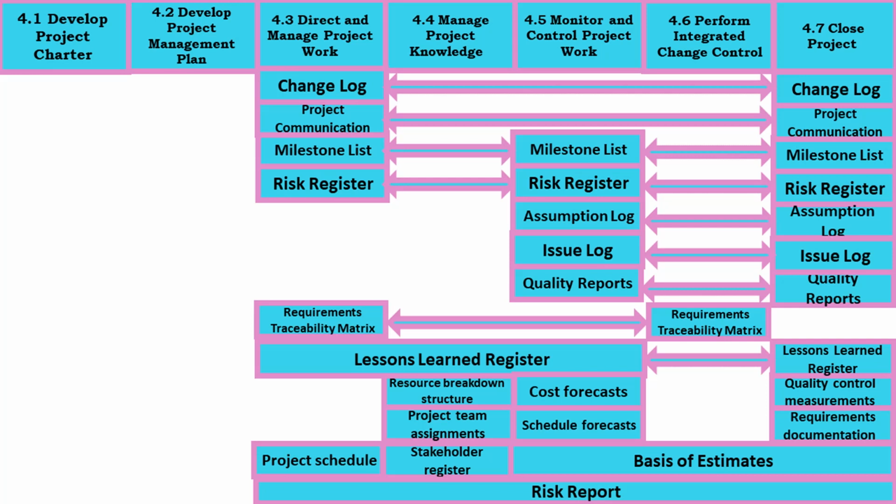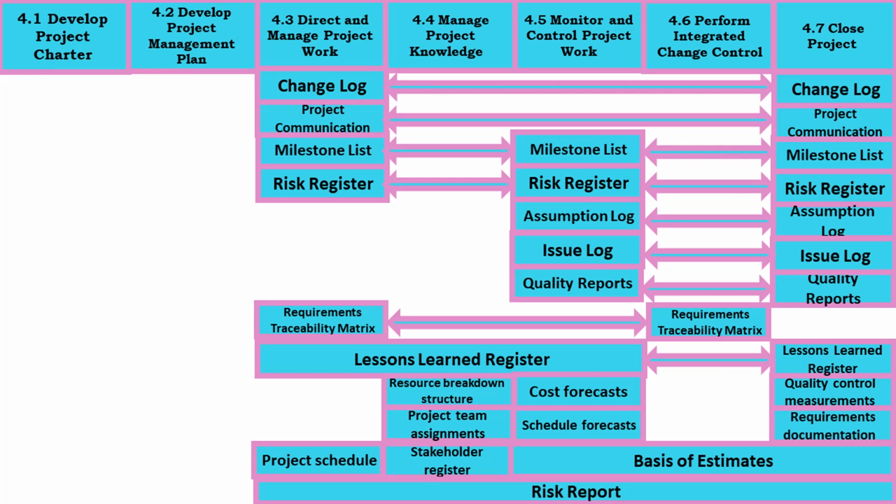Issue log. We mentioned in direct and manage project work that the issue log is an output to that process, and that any problem should be captured in the issue log when it occurred. The project manager has to review the issue log in the monitor and control project work process so that he can assign owners for the problems that are captured in the issue log. Of course, part of the information already recorded in the issue log includes the name of the person who raised the issue, the date the issue was captured, and a description of the issue.